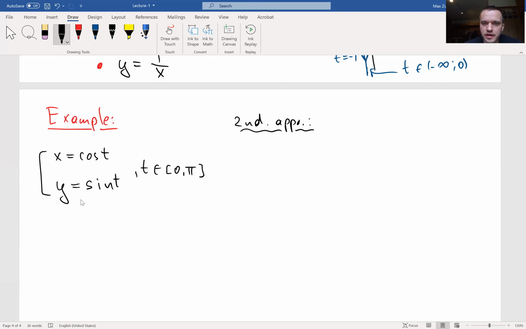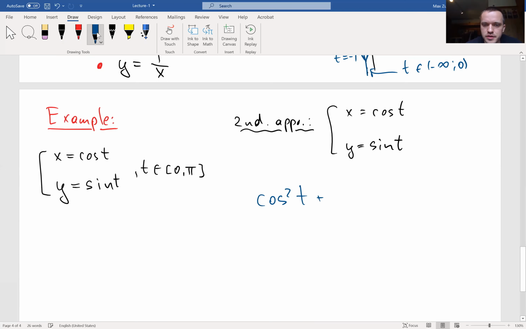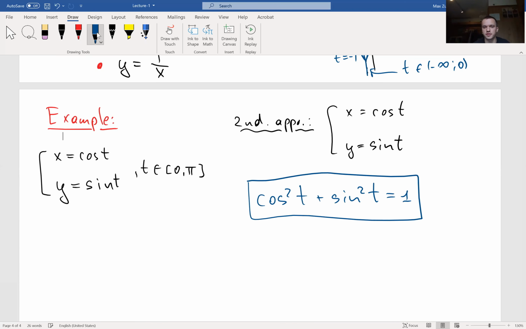So we can see that we have x is equal to cosine t and y is equal to sine t. So can anyone tell me what can we do to get rid of t? Do you have any ideas? Yeah, we need to use a trig identity. We know that cosine squared t plus sine squared t is equal to 1. It's probably the main trig identity that you need to know.